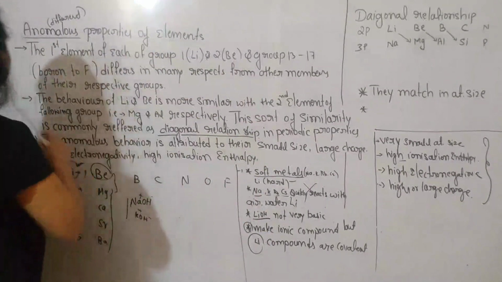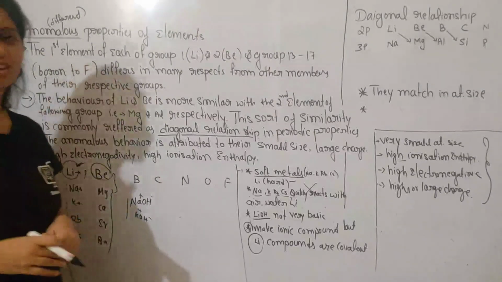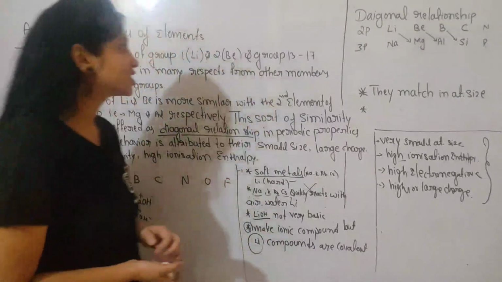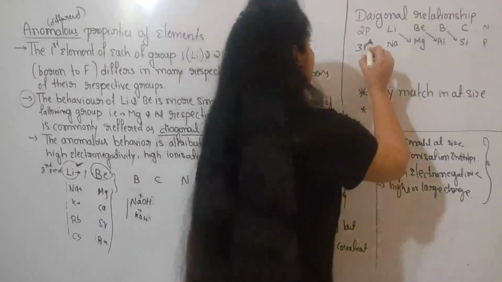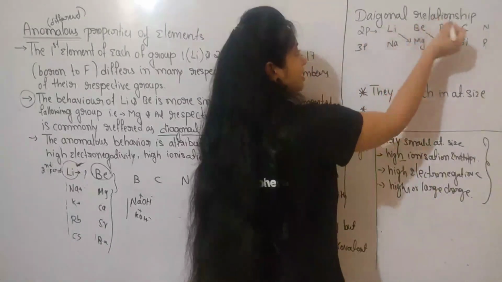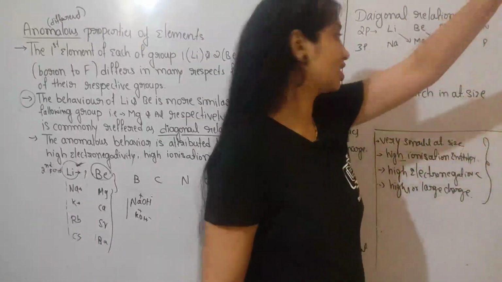And the next anomalous property is the diagonal relationship. Just observe here, guys, these are the second period elements: lithium, beryllium, boron, carbon, nitrogen, oxygen and fluorine.